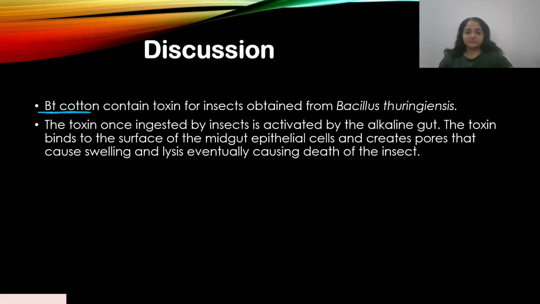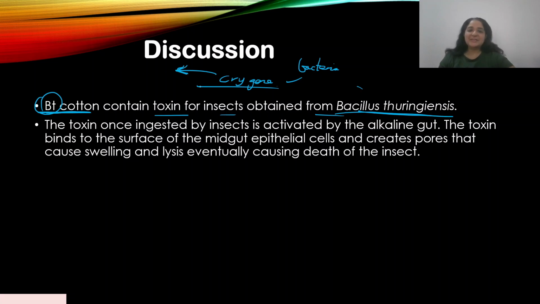Okay, so Bt toxin. Bt comes from this word Bacillus thuringiensis, which contains a toxin for insects. So the story is such that this bacteria was found to contain a gene called the cry gene. And if you can remember it, it was a crying moment for the insects because they found out that this cry gene encodes a protein which is toxic to insects. Those protein crystals that were formed were toxic to these insects.